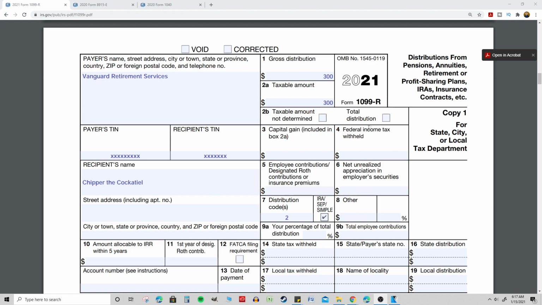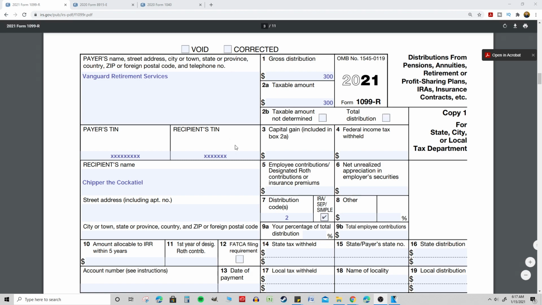The total distribution box over here, what that means is if this box is checked on your 1099-R, it means all the money from that retirement account has been pulled out. This is assuming we still have money left over in this account. And if you still have money left over in your retirement account, this box will not be checked. The other box I want to draw your attention to is 7. Box 7 is going to show the distribution code. We believe it's going to show distribution code 2, based on the IRS notice 2020-50 mentioned earlier in the video.